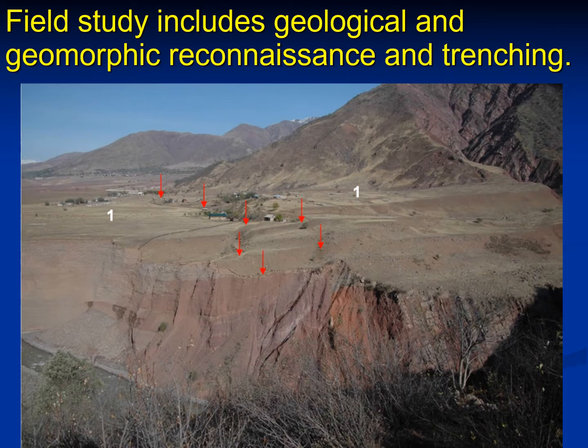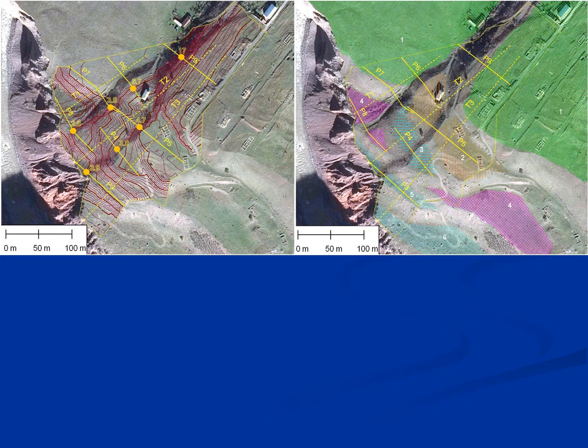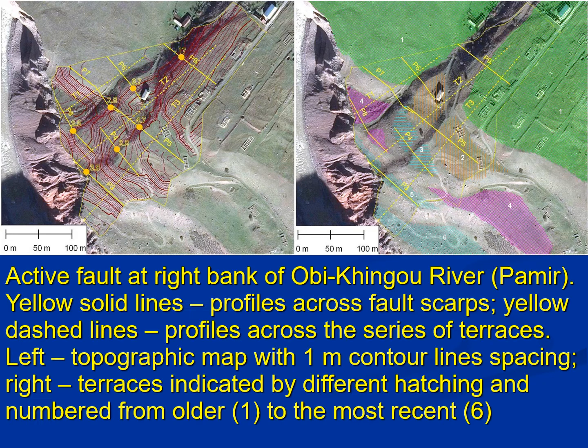Field study of active faults include geological and geomorphic reconnaissance and trenching. Here we can see the site in Pamir, where the Obihingou River goes out from the range, and we can see an active fault passing along the range foot. In these images, we can see the same active fault and how it was investigated.